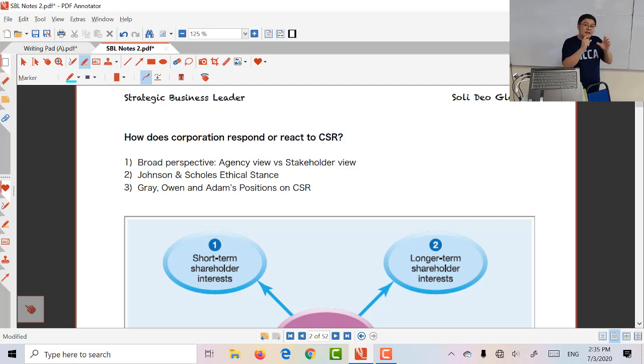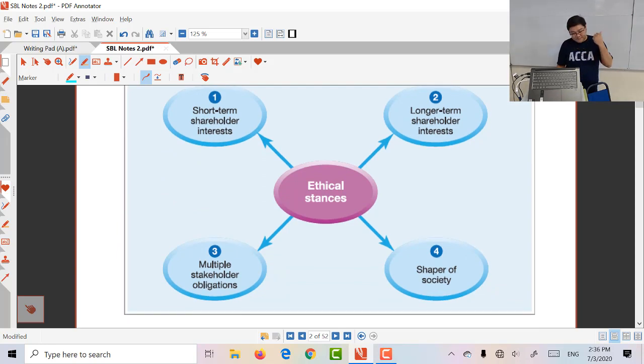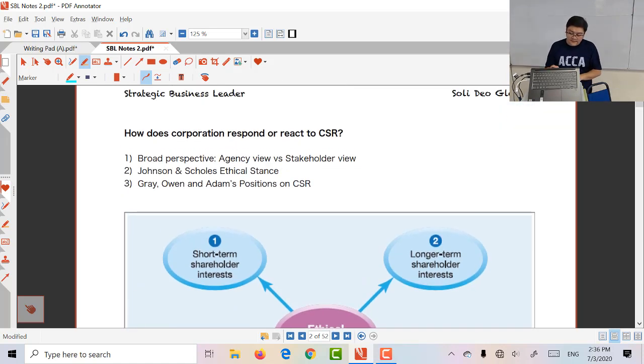That's why end of the day, we have people that belong to different categories of mindset. So what I'm going to do is to discuss with you generally the mindset of different people. How do they look at CSR? Okay? Now, the first one is this ethical stance. It's the work by Johnson and Scholes.